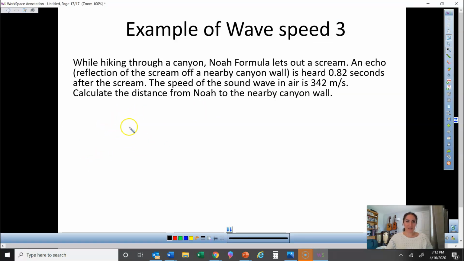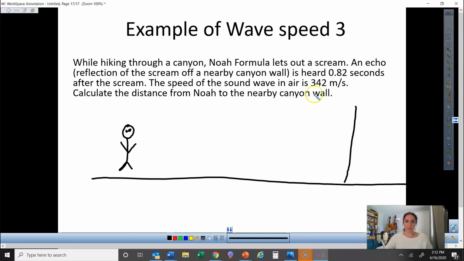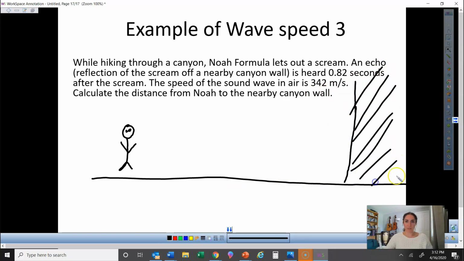So he is hiking through a canyon. Here's Noah. And he gets to a canyon. So the canyon's very big. We're going to not make it to size. There we go. This is a canyon wall. So very big, solid structure there.